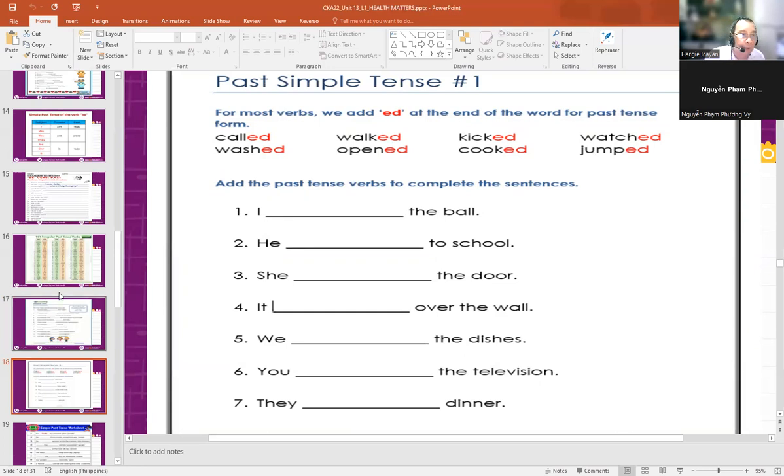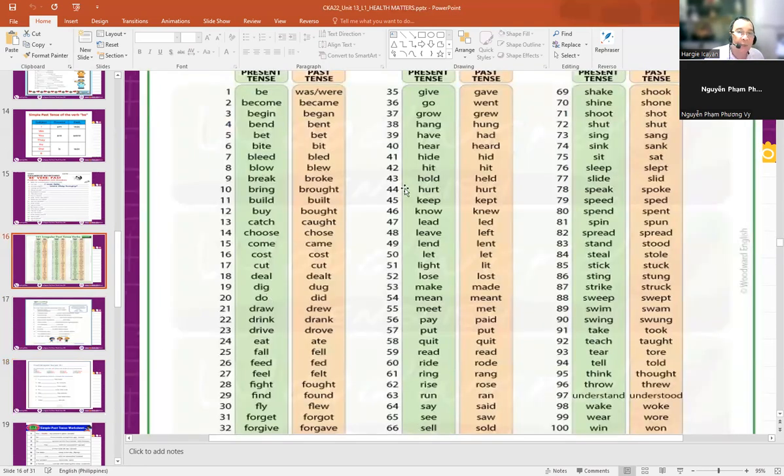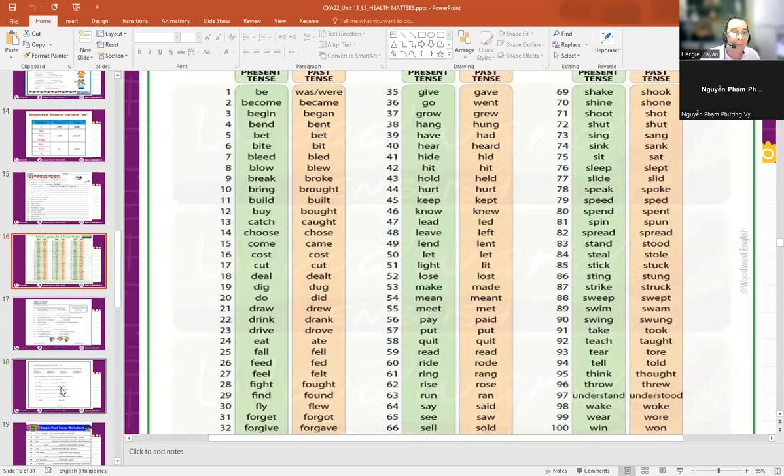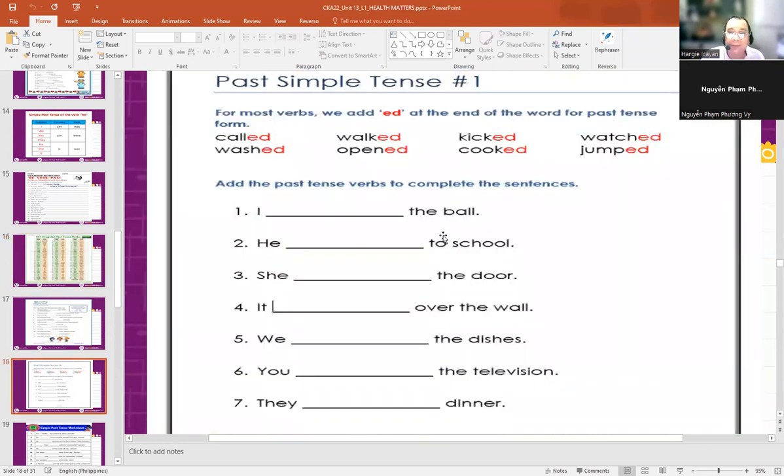But of course, the activity that we did just a while ago was this one. These are all irregular verbs. Irregular verbs are different from regular verbs in forming the past simple tense. For the regular verbs, we just add D or ED. For the irregular verbs, we change the spelling. Did you understand, V? Yes.